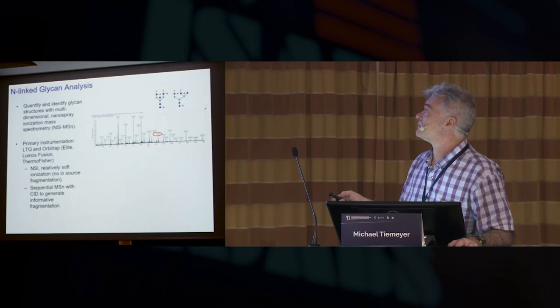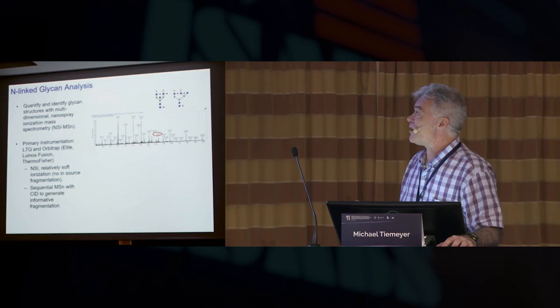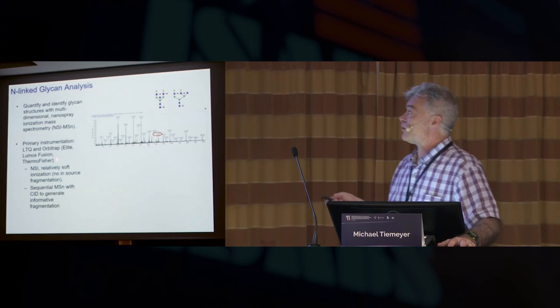So the work I'm going to talk about is almost entirely on released N-glycans that are permethylated and then analyzed by nanospray ionization mass spectrometry, and primarily we work on Orbitrap, linear trap, and Orbitrap instruments.